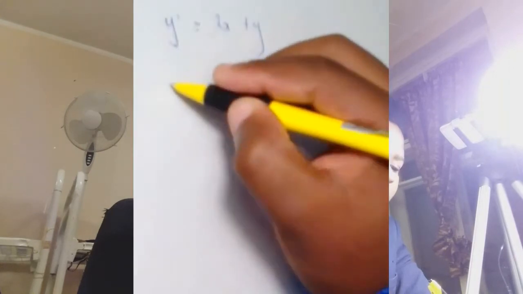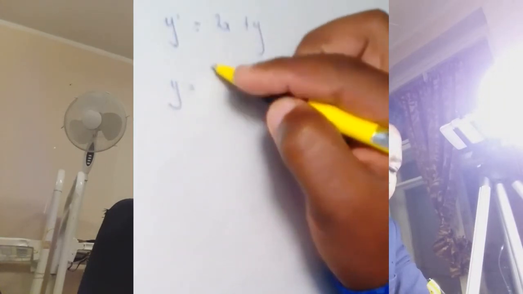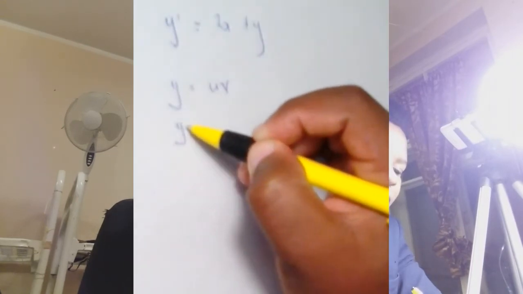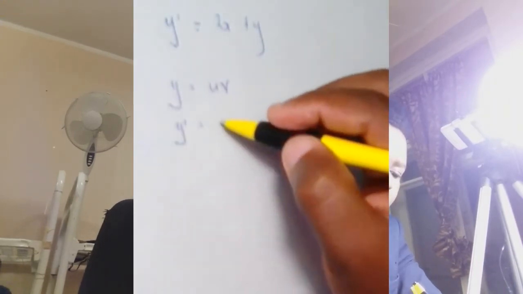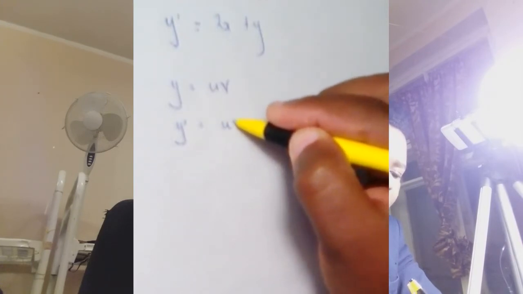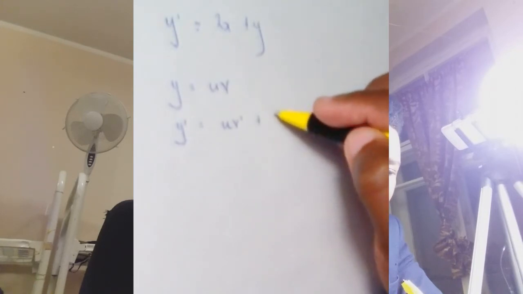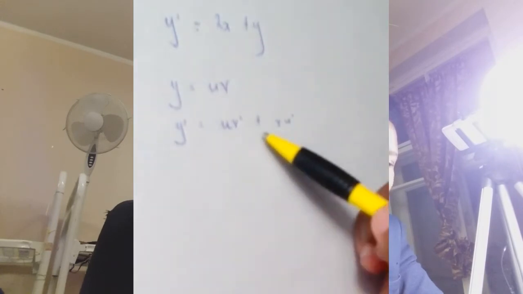We are going to write y as a function of u multiplied by v. So here we are going to have y is equal to uv, and the derivative of y would be equal to u multiplied by the derivative of v plus v multiplied by the derivative of u. Then we're substituting this into our Euler equation.